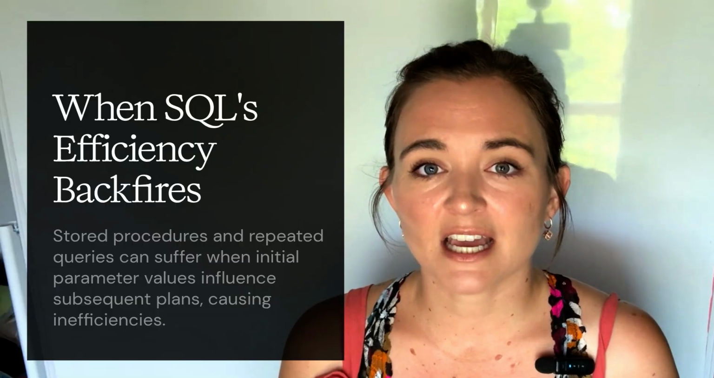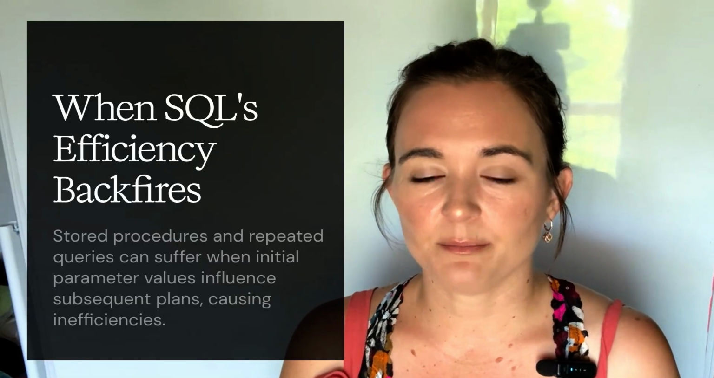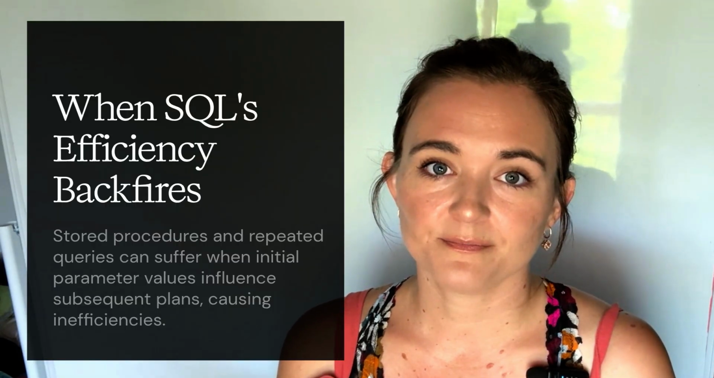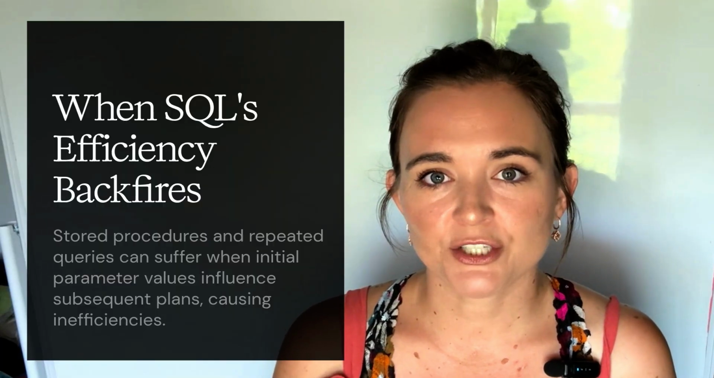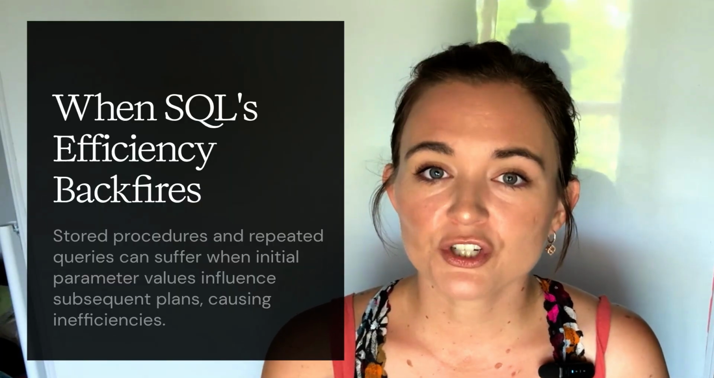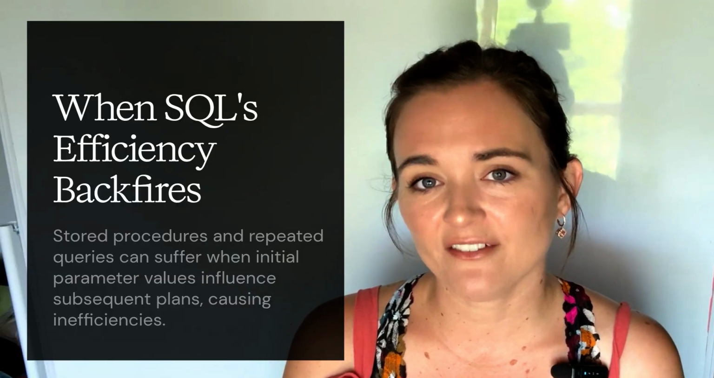That works fine when every value returns similar amounts of data. But here's where it can fail. If diabetes returns hundreds of rows, and rare condition only returns 5, reusing the same plan doesn't make sense. One should use an index seek, the other might work better with a scan or a different plan entirely. SQL tries to be efficient by saving time on planning, but it can backfire when the data behind your parameters varies a lot. This is super common in stored procedures or repeated app queries, where the first input value influences the plan for everything that follows.